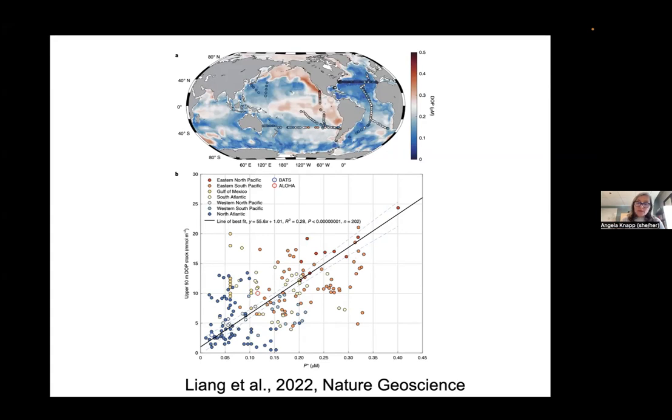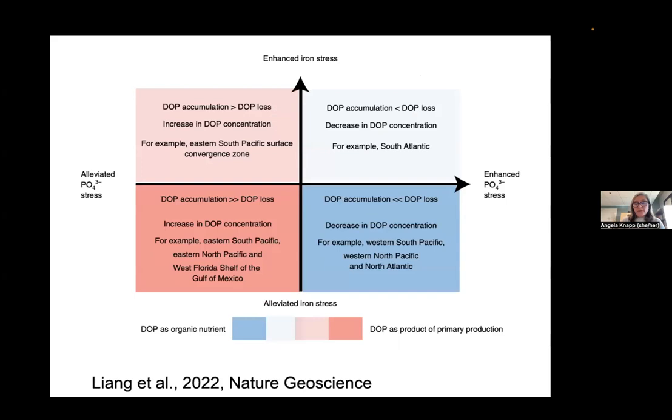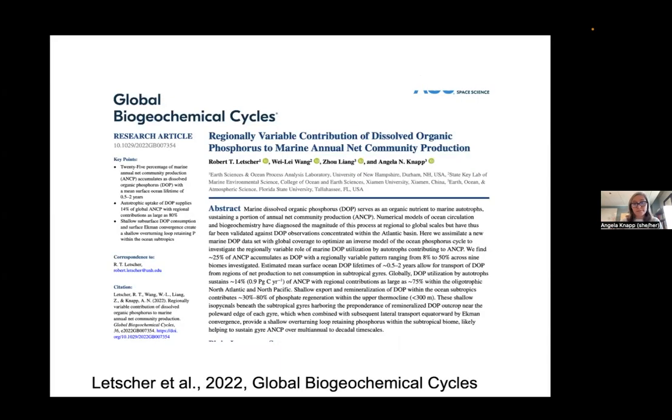And so the first primary control on surface ocean DOP concentration is phosphate concentration, okay? But we also found kind of a complicated role for iron, and I'm happy to talk more about this in the questions if you guys want, but we basically found iron supports DOP consumption in some circumstances, but when iron is really limiting, then basically it allows DOP to accumulate because there's not enough iron around to support DOP consumption, okay?